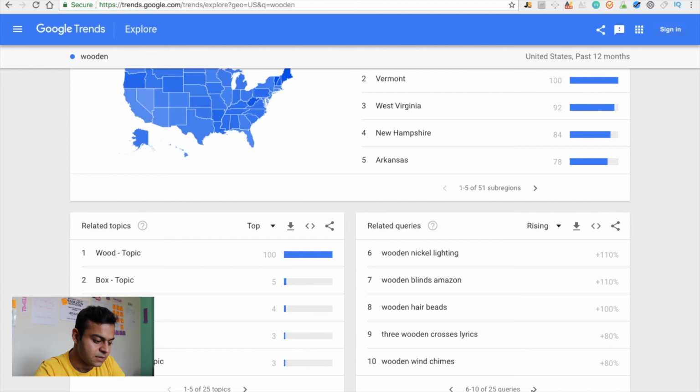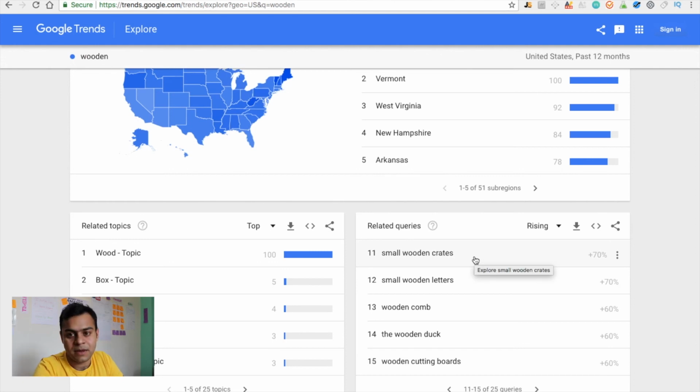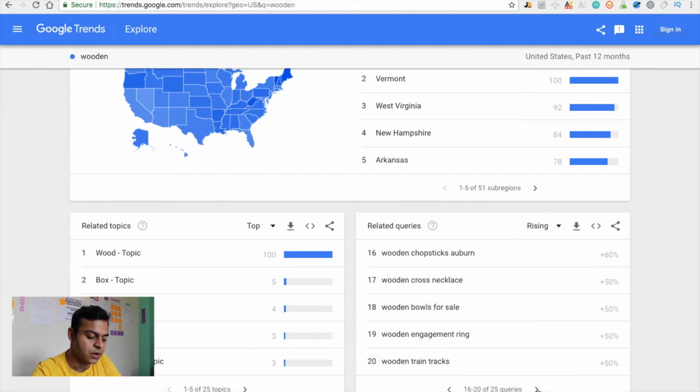Now, this is giving you at least 25 queries. If you look at something else over here, wooden hair beads. Now this is another product. Wooden wind chimes, that's another product. Small wooden crates. Now wooden crates might be one kind of product, but small wooden crates is a very specific thing. If people are searching for it, if it's a good product, you can look at the numbers and evaluate it using the second phase that I might talk about in different videos. But yeah, that's another product. Wooden comb is another product. See, wooden cutting boards, wooden bowls, wooden cross necklace, wooden chopsticks, wooden train tracks, interesting, and wooden discs.